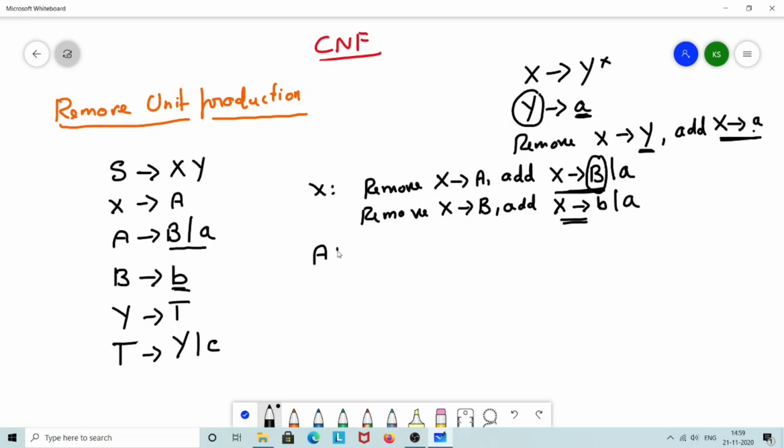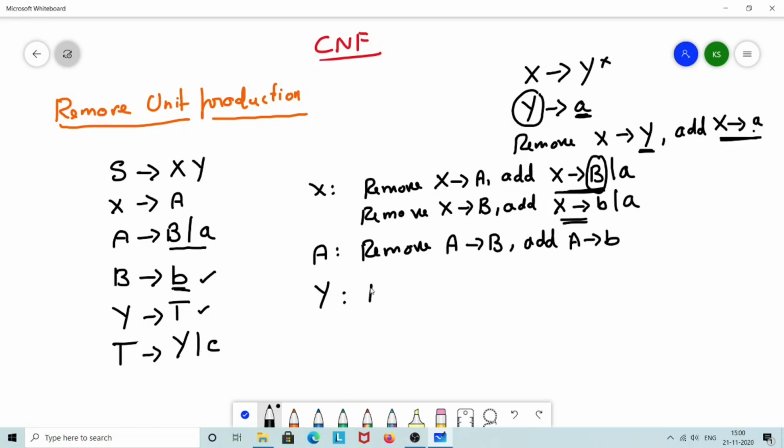I'll move on to a now. A gives b or a. Of course, there is a unit production. What will I do? I will remove it. Remove which rule? I will remove the rule a gives b. And I will add, I should replace it with what b is giving, right? So I will add a new rule that is a gives b. Then this is not in unit production. Okay, we'll come to y.